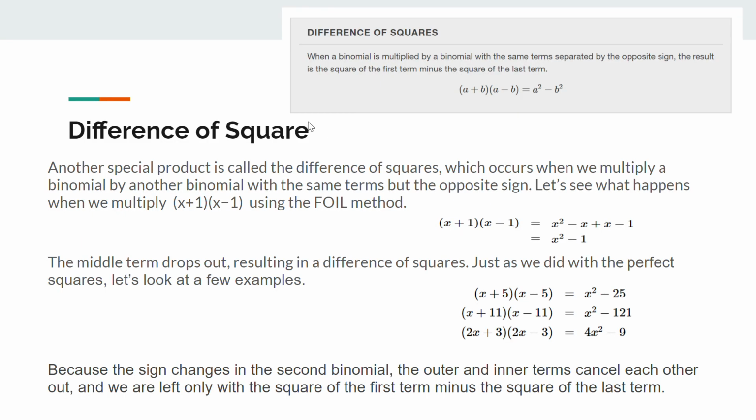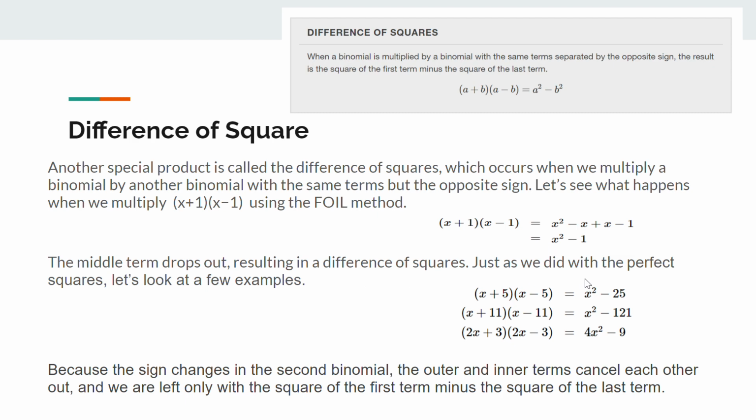And the next method we have is the difference of squares. Another special product is called the difference of squares, which occurs when we multiply a binomial by another binomial with the same terms but the opposite sign. Let's see what happens when we multiply x plus 1 with x minus 1 using the FOIL method. We will get x squared minus x plus x minus 1, which is just x squared minus 1. The middle term drops out, resulting in the difference of squares.